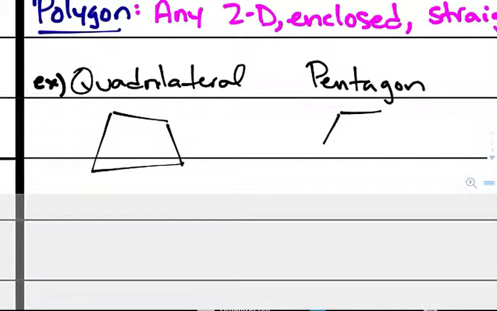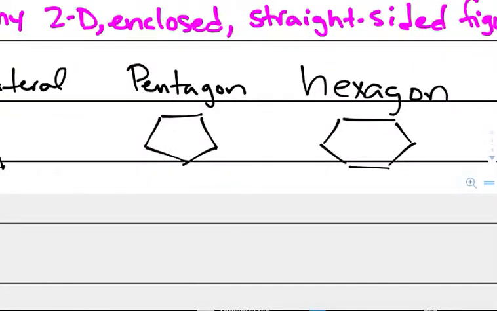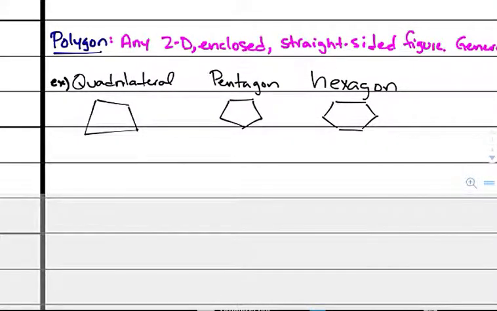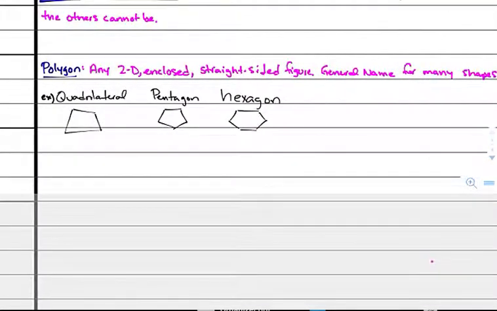And so something like this qualifies as a pentagon. And maybe I'll just put one more. Let's go hexagon. And that's your classic six-sided figure. So when you talk about a polygon, you're just talking about stuff like this, which again should not be mind-blowing to you, but is just something worth noting. Okay, so let's move on.